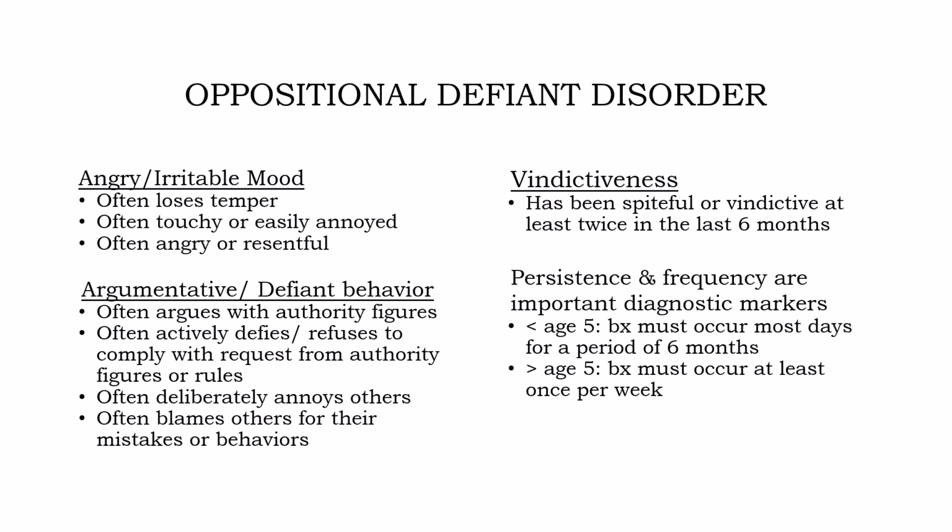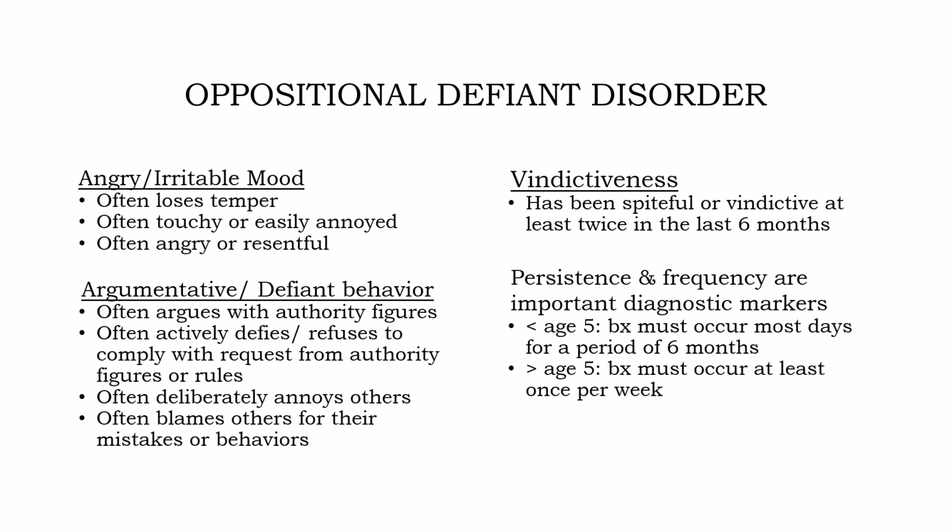Now, keep in mind that with certain age groups, an authority figure can be any adult. So it doesn't necessarily mean what we might identify as an authority figure. They will actively defy or refuse to comply with requests from those authority figures or just generally with rules. They will deliberately annoy others, but then not be able to tolerate another person intentionally annoying them. Like I said before, they're going to very often blame others for their mistakes or behaviors. That reluctance or resistance or even refusal to accept personal responsibility.